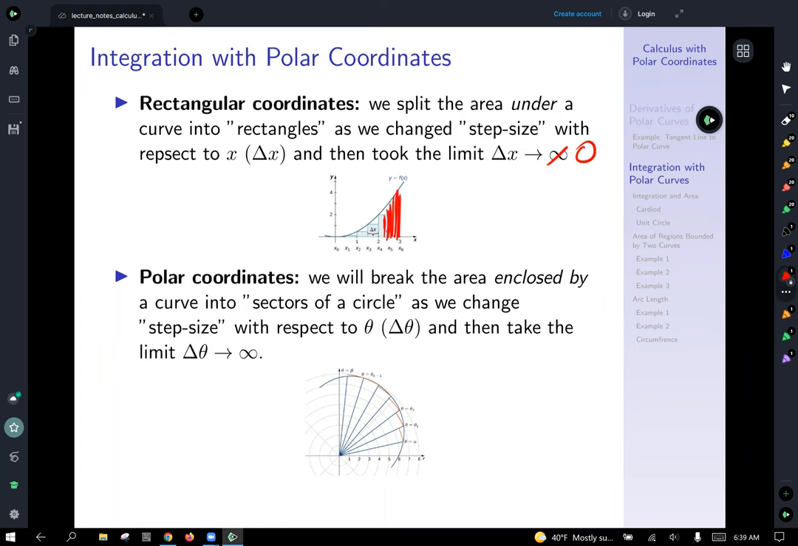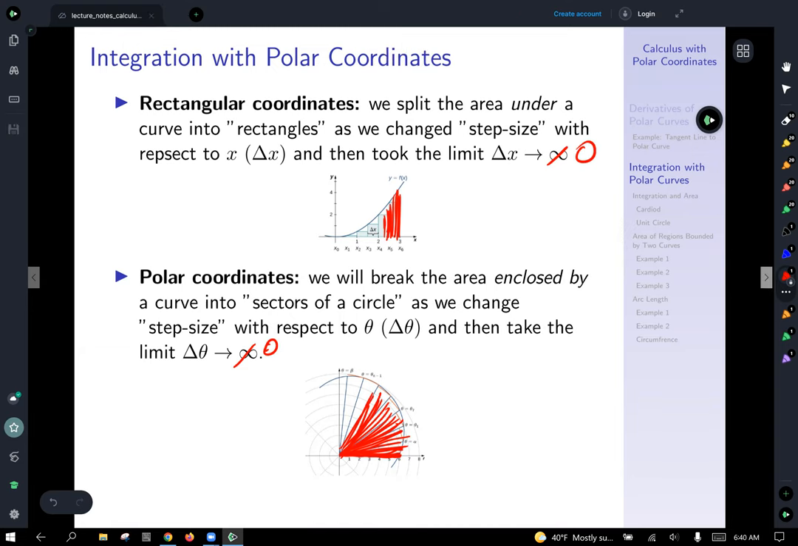And we're going to divide that area up into sectors of a circle, which are those little triangles that we see down there. So this time, instead of changing our step size with respect to x, we're changing our step size with respect to theta. And we want delta theta to get smaller and smaller. So we'll let the step size for the size of our sectors go to zero. At that point, they're no longer little triangular slices, but so thin that they are just little bitty lines that, as we sum them all up in integration, because remember, an integral is just an infinite sum, we're going to get the exact area, not under the curve, but rather enclosed by the curve as we let theta vary.